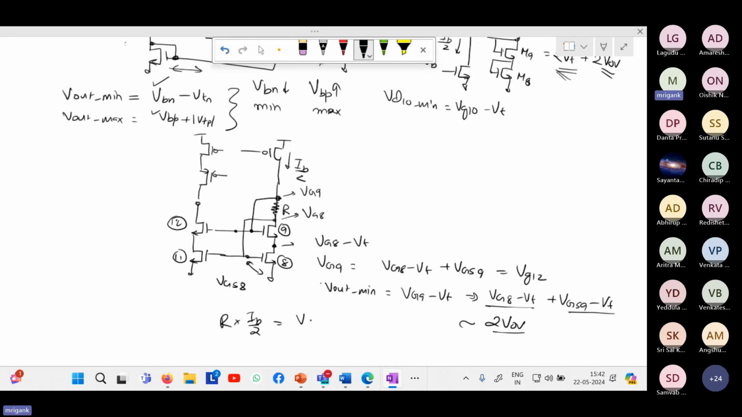So this is VG9 minus VG8. And it should also be less than or equal to VTH, right?